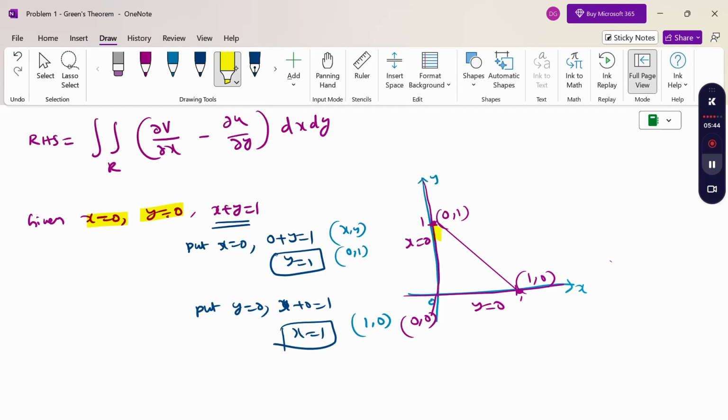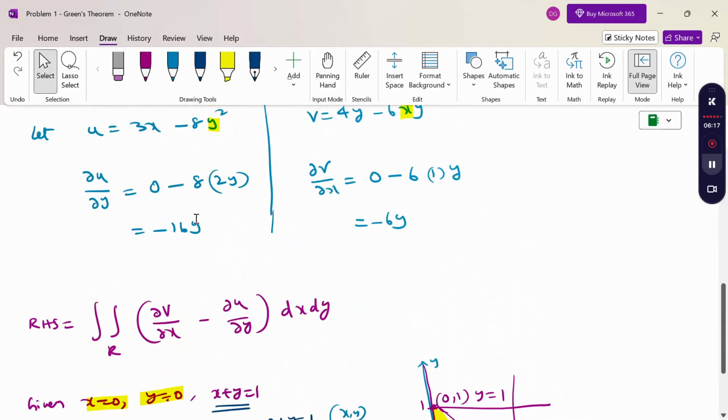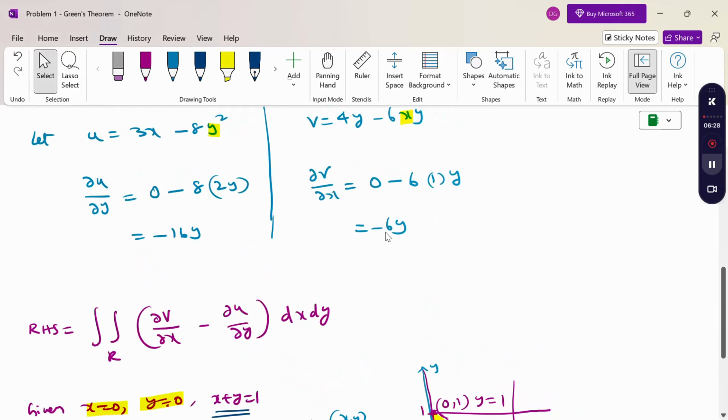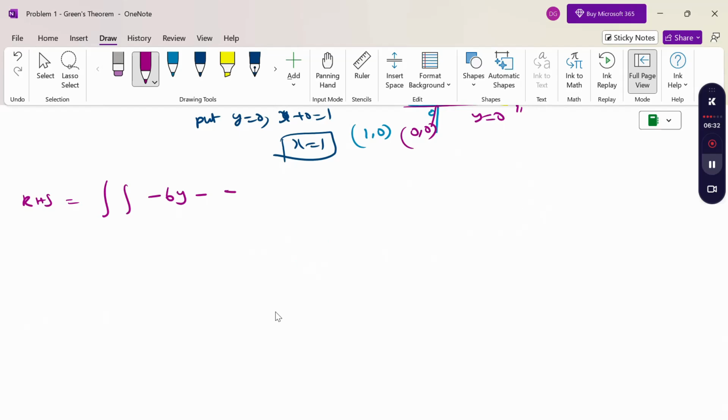Now this is our region. This line is x plus y equals 1, this is the line y equal to 0, and this is the line x equal to 0. Now writing the right hand side, the double integral of dou v by dou x minus dou u by dou y: we already know dou v by dou x is minus 6y and dou u by dou y is minus 16y, into dx dy.